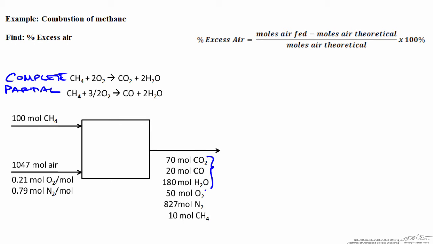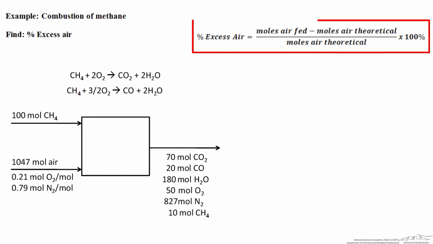We also have oxygen and nitrogen, as well as some methane in the stack gas, so the air must be fed in excess, and the conversion is less than 100%. Based on the moles of each species that are specified, we want to find the percent excess air. The calculation of percent excess air is shown here on the right.